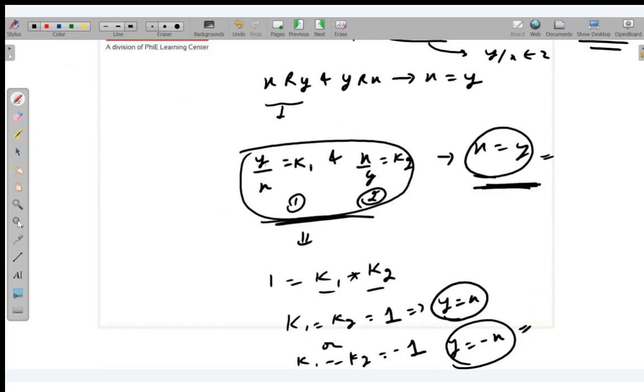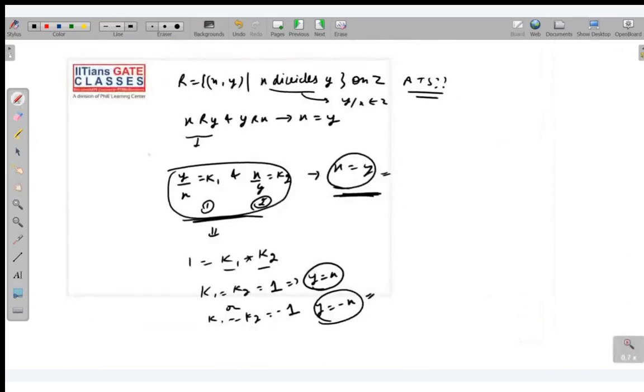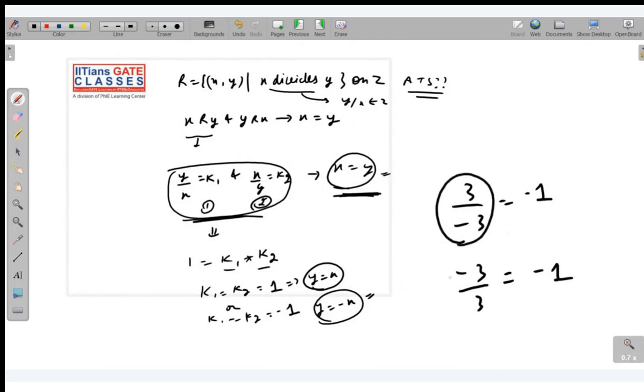So immediately a counterexample will come to our mind. For example, 3 upon minus 3 is an integer quantity, that is minus 1, and minus 3 upon 3 is also minus 1. So minus 3 divides 3 and 3 divides minus 3, but 3 and minus 3 are not the same. So immediately I will say it is not antisymmetric. Any doubt? This is the way to check.